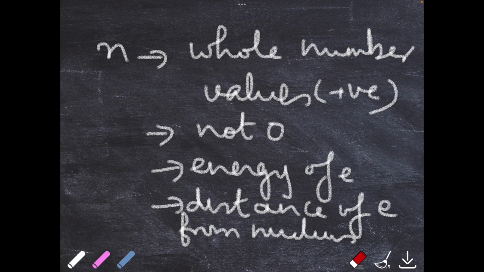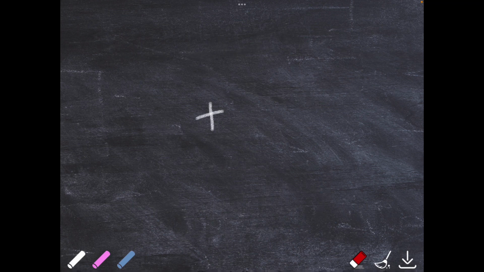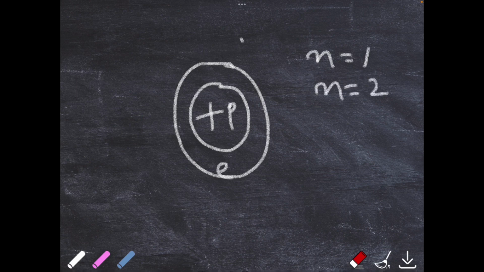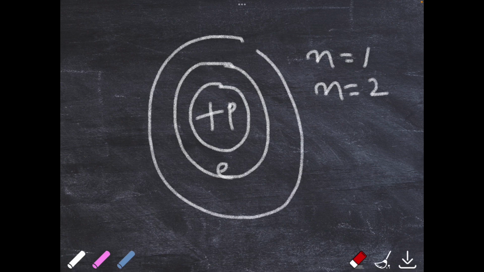Now let's come to this. For example, now this is your nucleus, and if n is equal to 1, then the electron is present here in the first shell, that is the first energy level. So your electron, you can say, is nearer to the nucleus. Supposing n is equal to 2, the electron will be present in the second shell, or the second energy level.